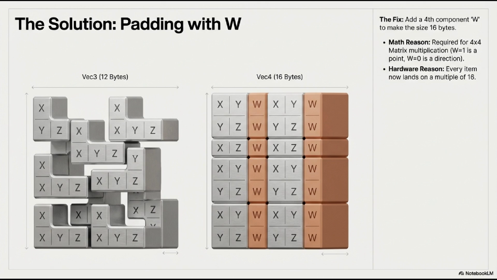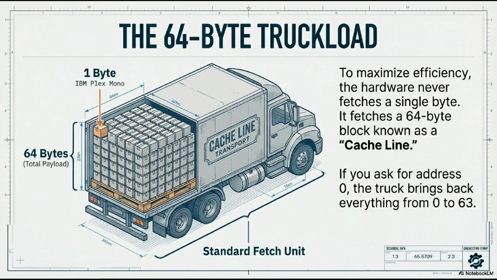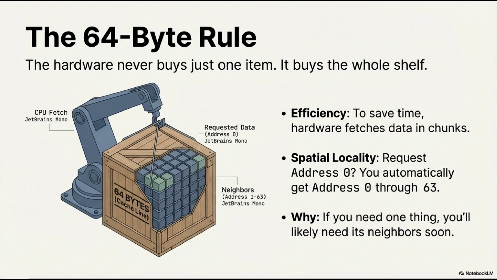Item 1 is 16 bytes long. So item 2 starts right after it at address 16. And is 16 divisible by 16? Yes, of course. Okay, so item 3 starts at address 32. Is 32 divisible by 16? Yes, 16 times 2 is 32. It works. Every single one works.